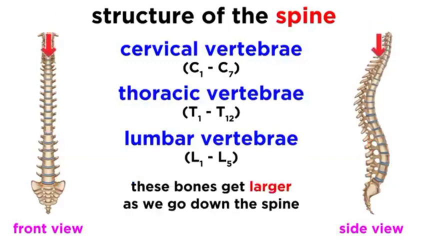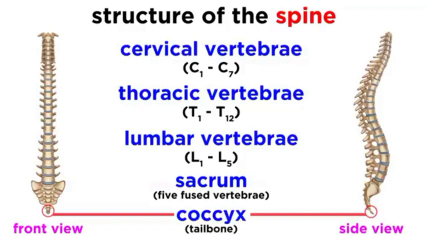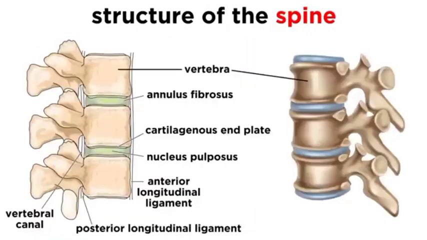We should note that the vertebrae get larger as we go down in order to support more and more weight. Below the vertebrae, we can find the sacrum, which is actually 5 vertebrae fused together. And lastly, below the sacrum, there is the coccyx, otherwise known as the tailbone, which is made of a few tiny vertebrae fused together. Of course, there is much more to the spine than just the vertebrae. There are lots of ligaments keeping everything together.